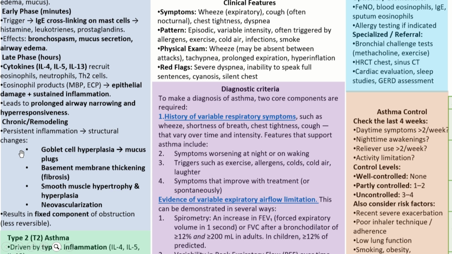They're going to have basement membrane thickening, fibrosis, and then we have smooth muscle hypertrophy and hyperplasia. Neovascularization is going to take place to sustain this smooth muscle hypertrophy. And when this occurs, we're going to have a fixed component of obstruction, which is less reversible. So we don't want our patients to experience very many attacks, because over the years they will undergo these remodeling changes, and then they'll end up having a fixed obstruction that is less reversible.